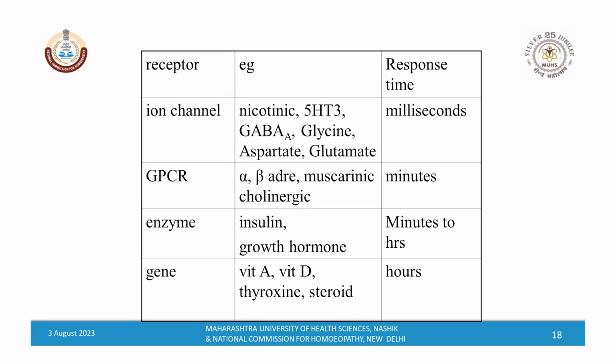If you see the response time after the receptor is activated by a drug, it is quick or fast for the ion channel receptor, while the longest time is taken for the receptor regulating gene expression. Thus, the onset of action of drugs acting via ion channels is quick as compared to the others, while the onset for drugs acting via receptors regulating gene expression would be much longer.